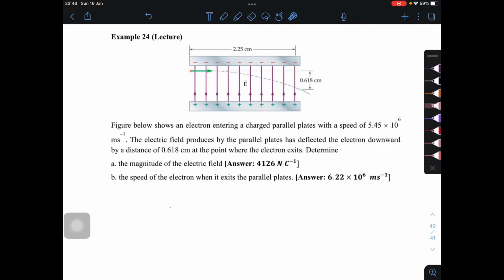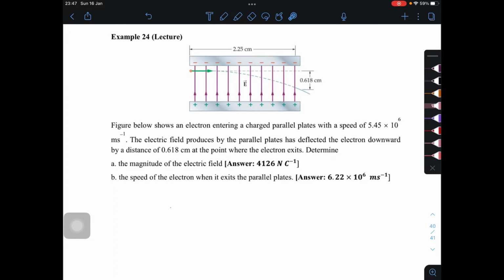Okay, now let's look at example 24. The figure below shows an electron entering a charged parallel plate with a speed of 5.45 × 10^6 meter per second. The electric field produced by the parallel plate has deflected the electron downward by a distance of 0.618 centimeter at the point where the electron exits. Determine the magnitude of the electric field and the speed of the electron when it exits the parallel plates.